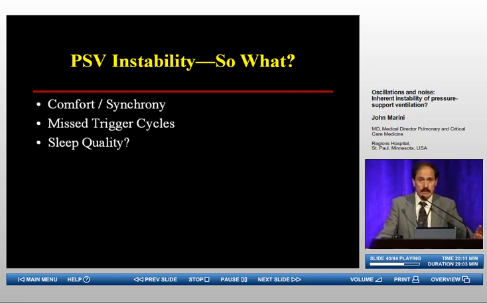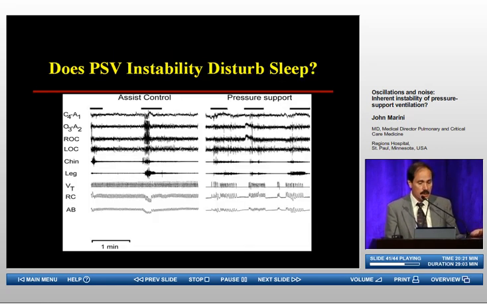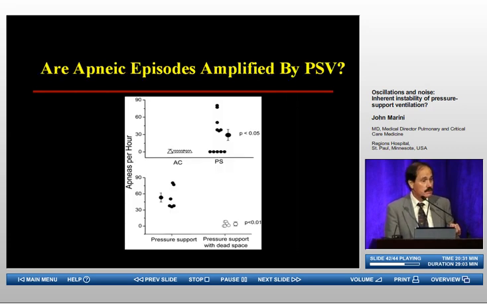And there is some interesting information from Martin Tobin's group and others that sleep quality may be influenced by pressure support ventilation in patients with obstructive lung disease. Comparing assist control ventilation with pressure support, the number of arousal episodes and apneas are amplified by pressure supported ventilation.